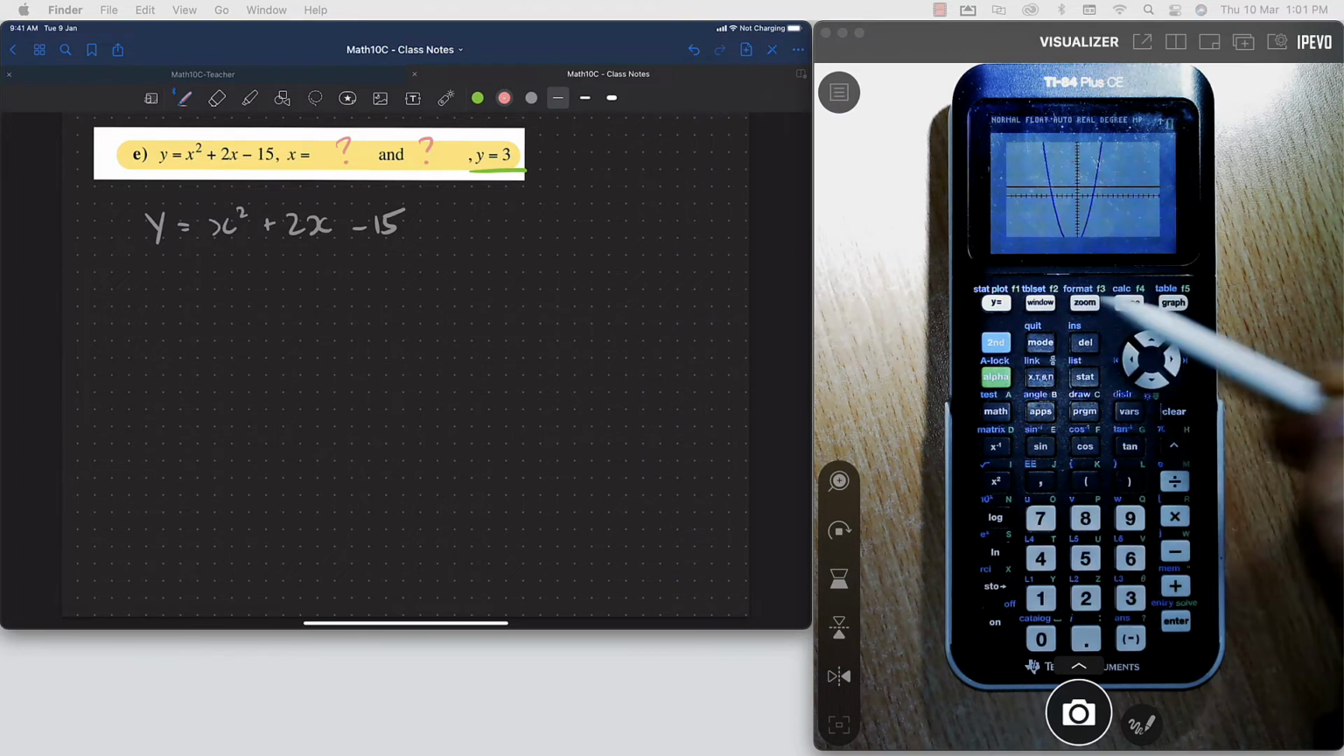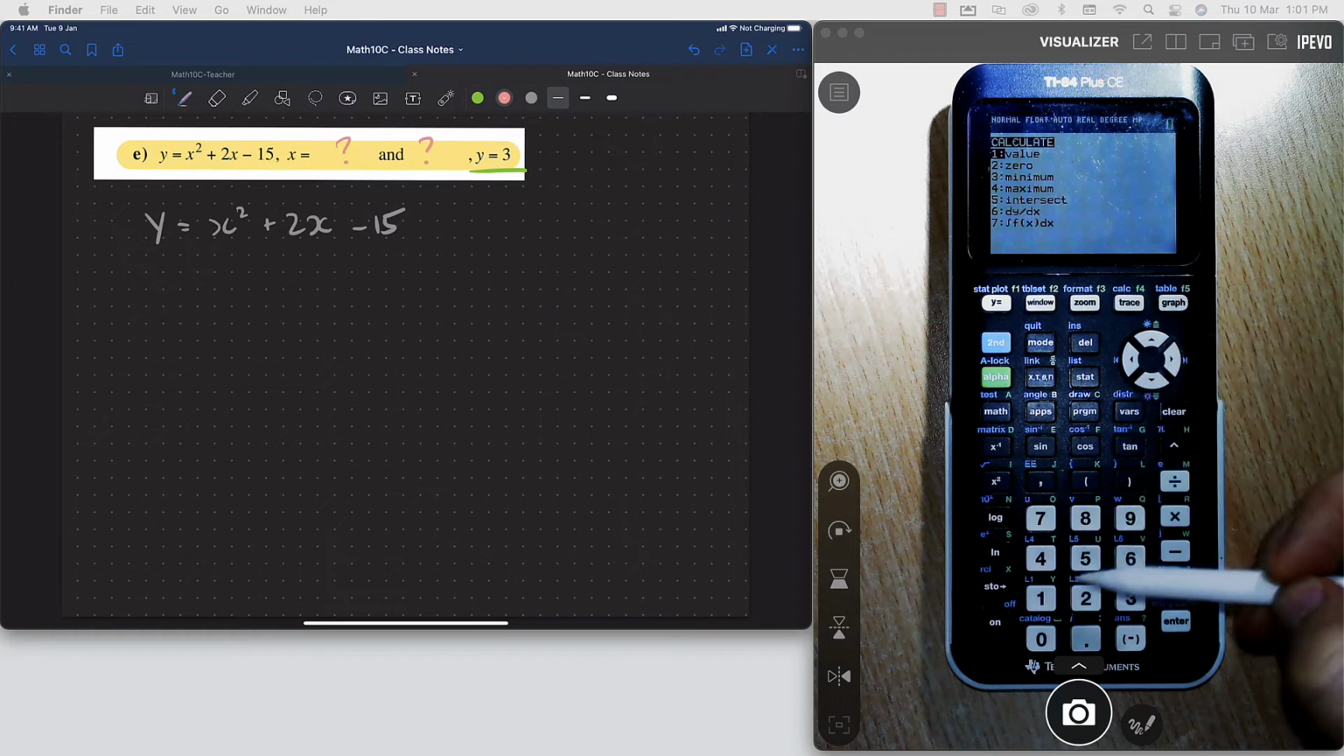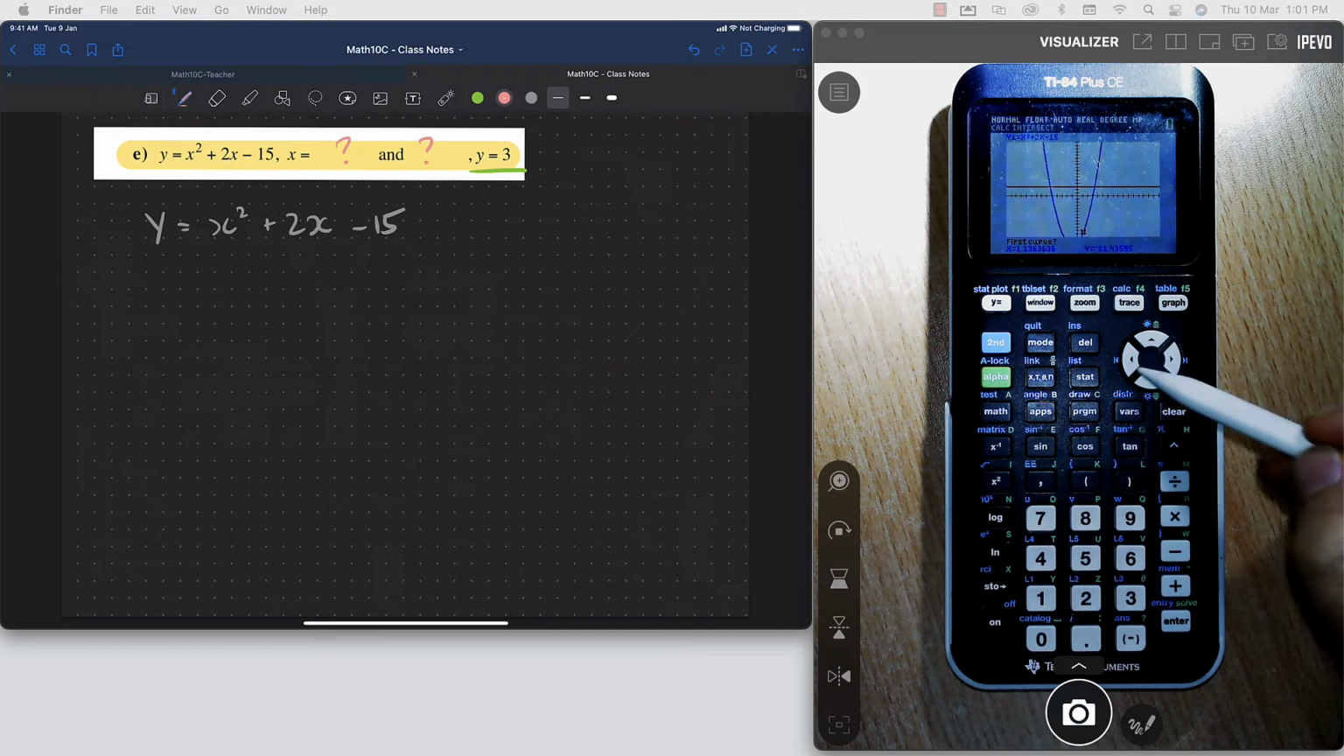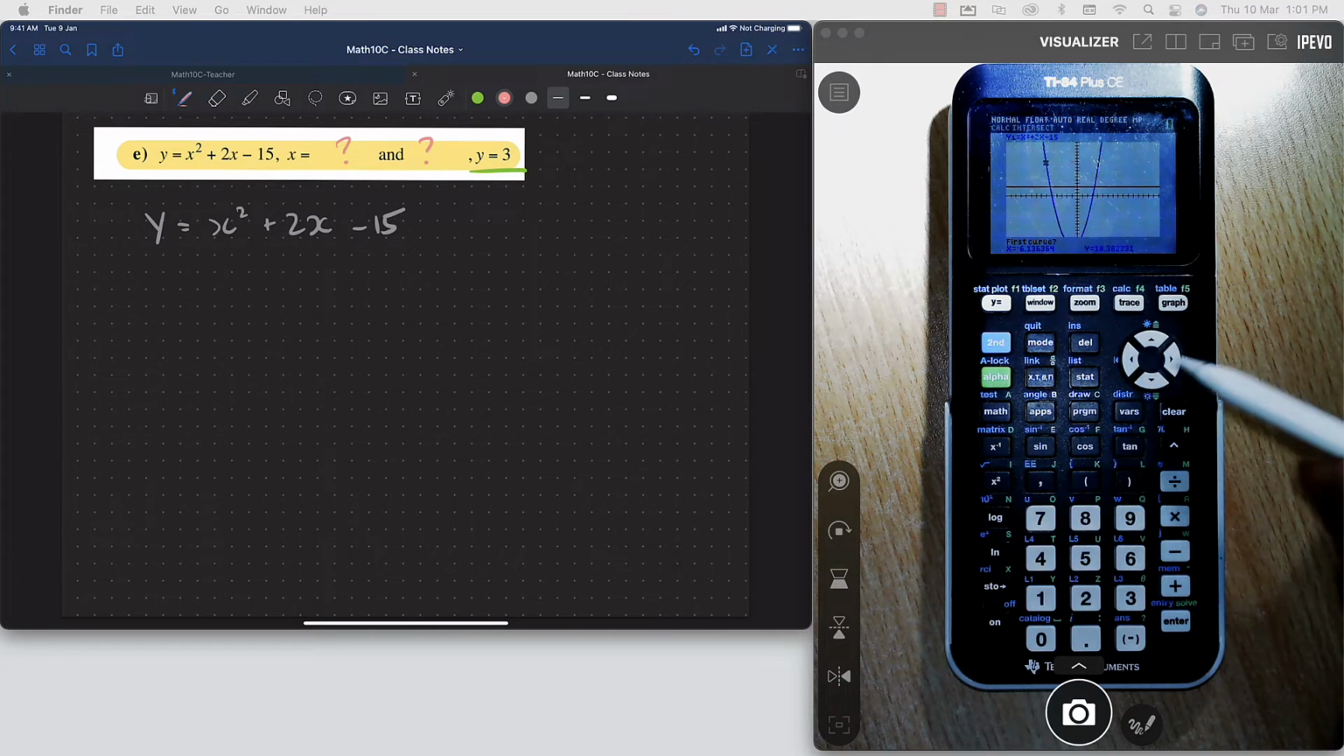So second trace, intersection, which is 5. And now I'm going to move around here and come over to this side. So I'm on the blue line over on the negative side. I'm going to hit enter. It jumps down to the red line, hit enter, and I hit enter again. And now I've got a value of x is negative 5.35. So I've got x equals negative 5.35.